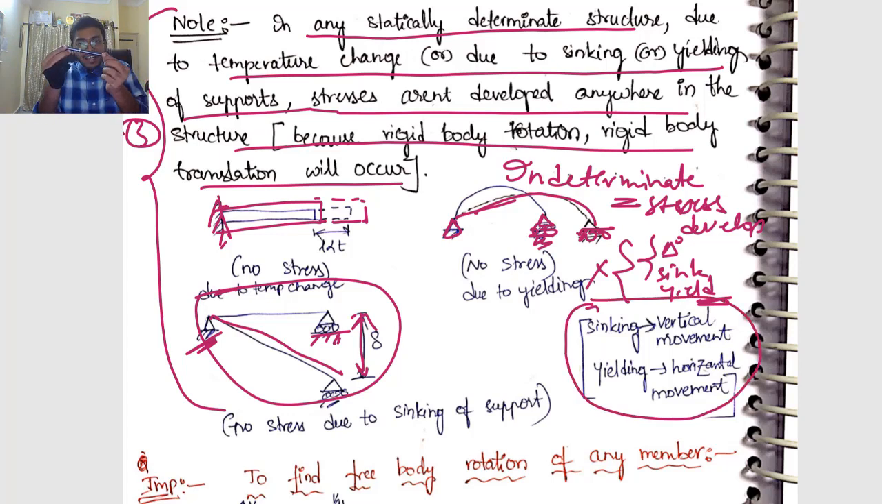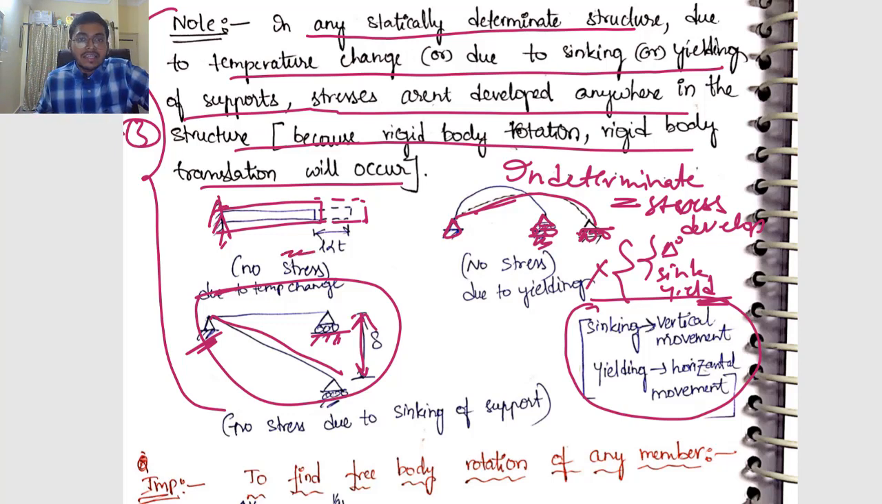If your structure is falling freely in a vertical direction, it has some vertical movement, it is called sinking, right? Sinking of the support. At the same time, if it is moving horizontally, then we will be calling it yielding of the support, that's it. Simple, right?